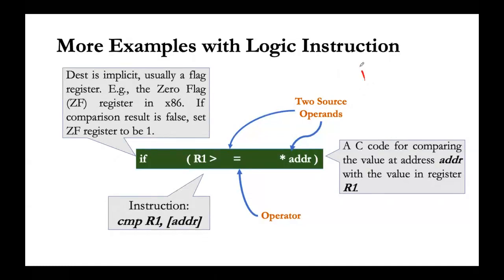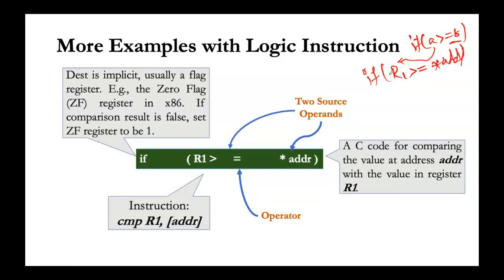Sometimes in the program you write that if A is greater than or equal to B. In this case, you can write it as, if A is greater than or equal to B, here it is written as if R1. R1 means your A is in R1, if it is greater than or equal to the address, where B represents the address of some variable.